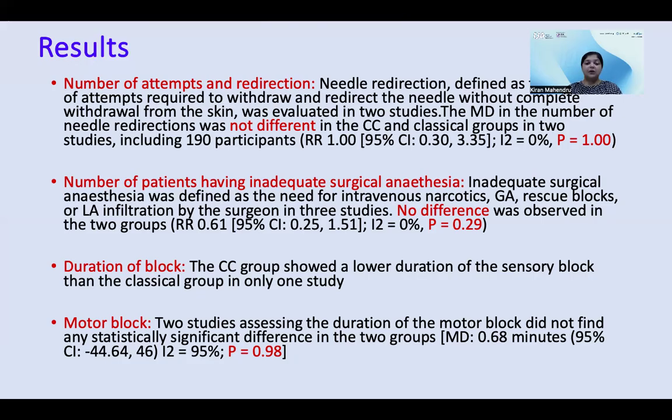The duration of block. The costoclavicular group showed a lower duration of sensory block than classical group in only 1 study. Motor block. The 2 studies assessing duration of motor block did not find any statistically significant difference in the 2 groups.